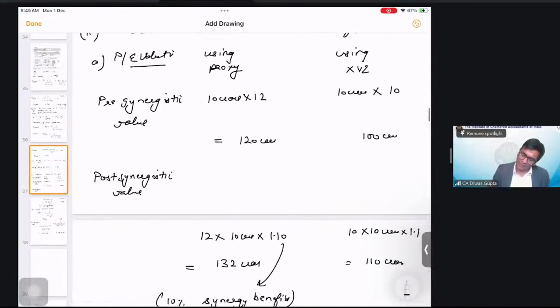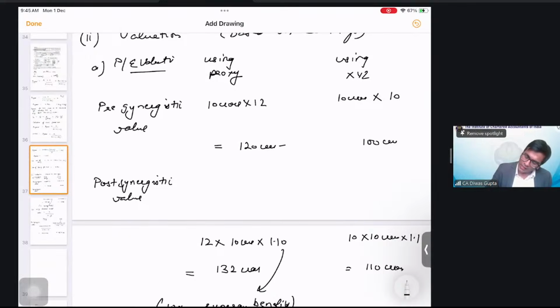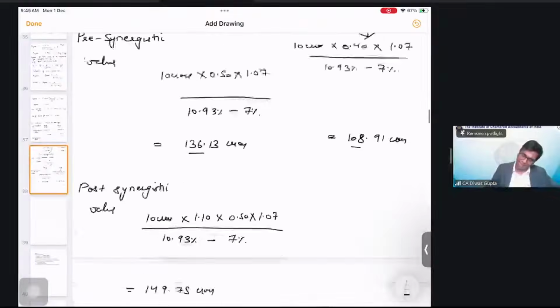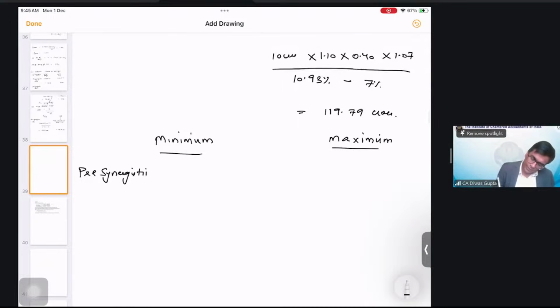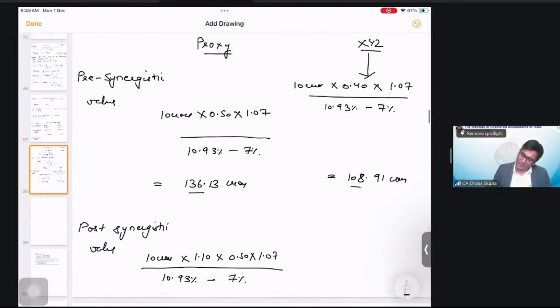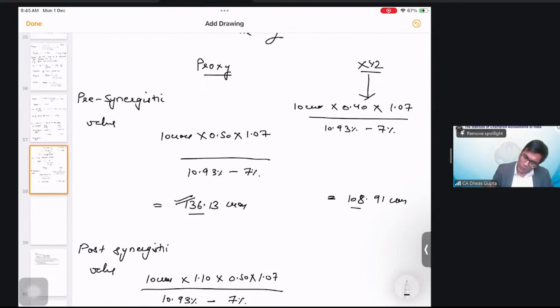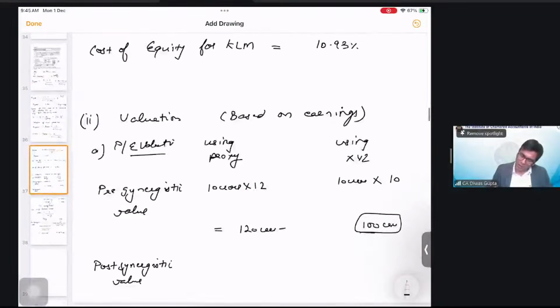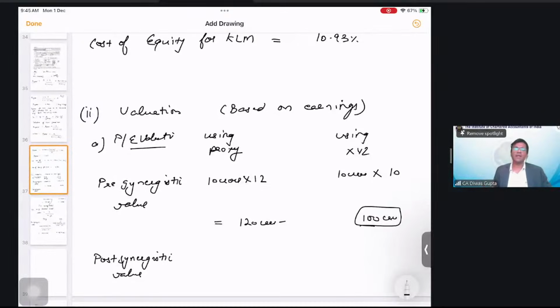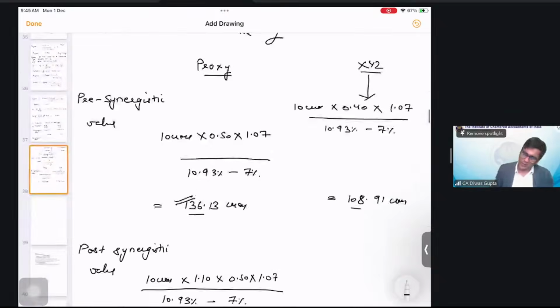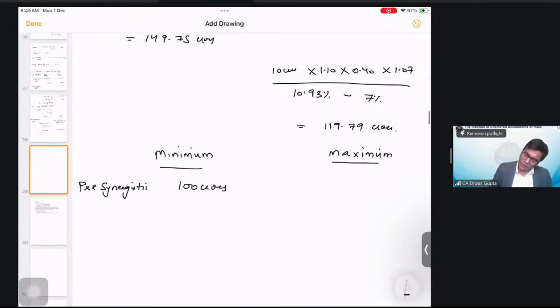And if we go to the P/E valuation, 120 and 100. So the lowest value is 100 crores in pre-synergistic, right? The maximum value in pre-synergistic is 136 crores, right? Because on P/E basis also we have 120 and 100 crores. So it is 136.13 crores. This is pre-synergistic.